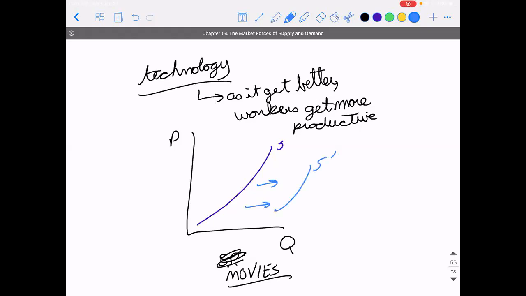Because that means now I can sell more Korean dramas at the same price. So if the price of making a Korean drama is $100,000, whereas I used to make one, now I make three.